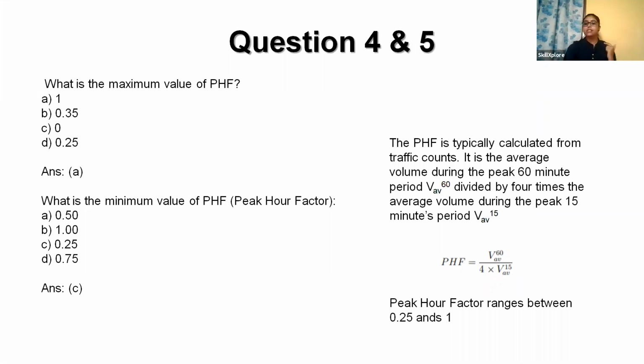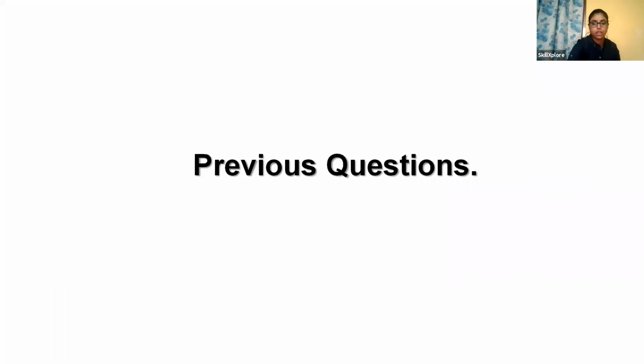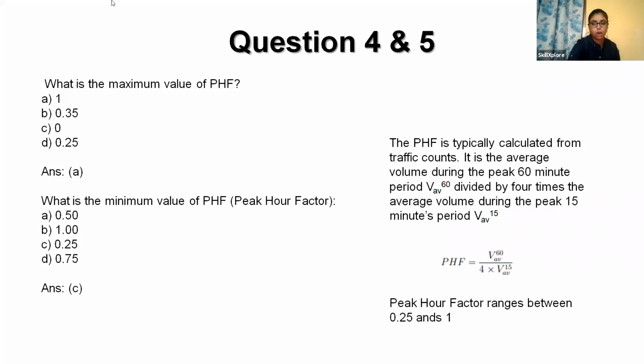So we have already seen what the peak hour flow is. The peak hour flow is typically calculated for the traffic counts. The term flow itself suggests that it is something related to traffic count. So it is the average volume during the peak 60-minute period, divided by 4 times the average volume during the peak 15 minute period. We'll particularly see how it is done in the upcoming problems. And here the limit of this peak hour factor is generally between 0.25 and 1.